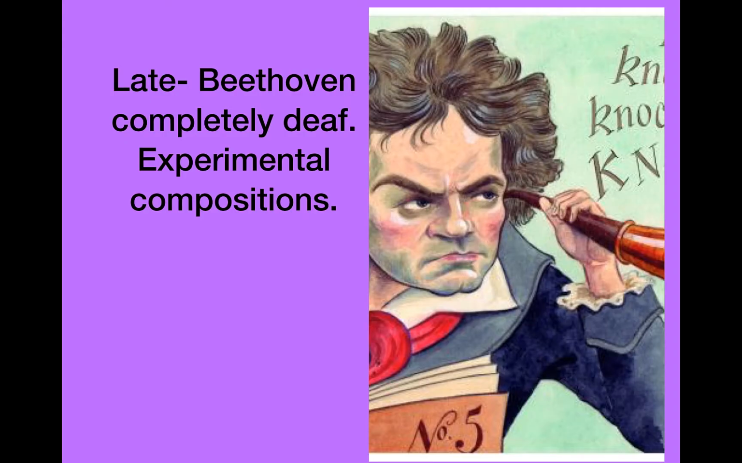And finally, in his last era, his period of his life, Beethoven is completely deaf, couldn't hear anything, and his compositions become extremely experimental. And the Ninth Symphony, the famous Ode to Joy, is one of those pieces that he wrote completely deaf.